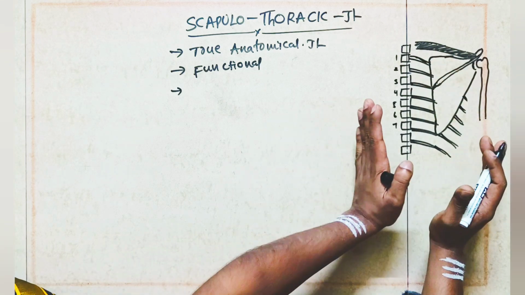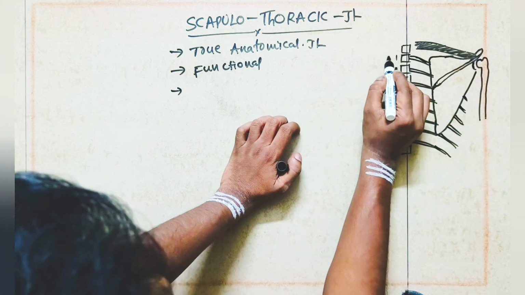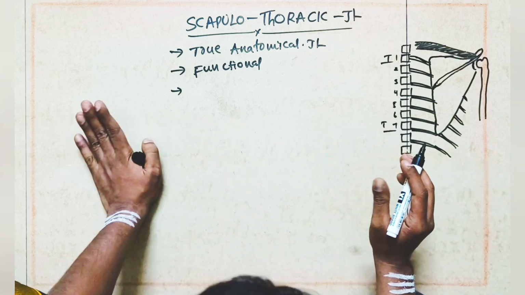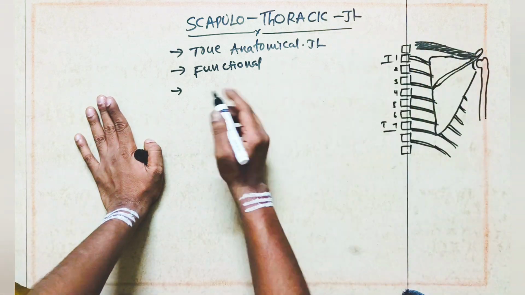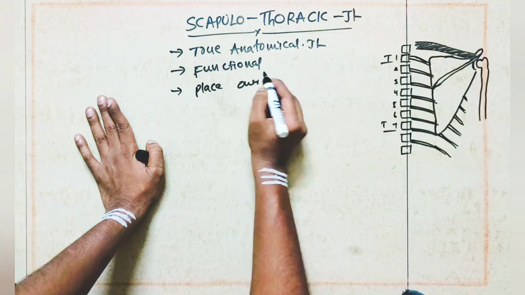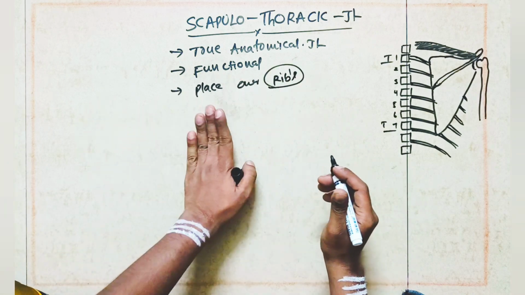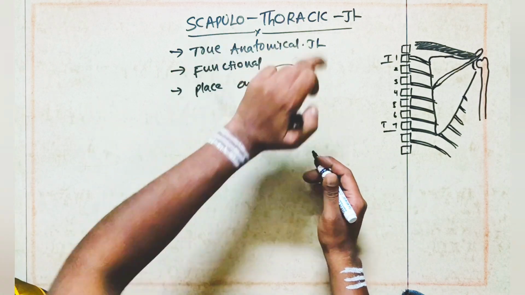Now we are seeing the posterior view. So this is the thoracic spine 1 to thoracic spine 7. Here I draw from thoracic spine 1 to 7, so that here the scapula is going to be placed. It is going to be placed over the ribs. So this is the connection between the scapula and thorax.